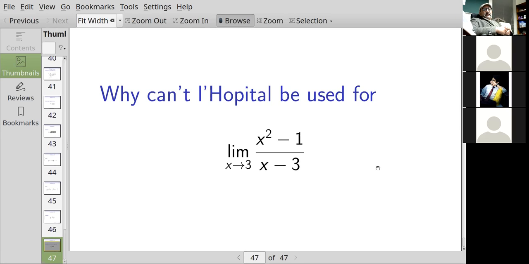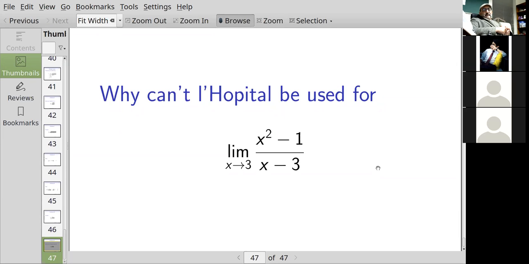Will you mind repeating why we can't use L'Hopital's rule for this particular question? If you substitute in x is equal to 3, what does x squared minus 1 give you? It gives 8. And if I substitute in x is equal to 3, what does x minus 3 give you? It gives 0. So this gives you an indeterminate form 8 over 0, which is not one of the forms that L'Hopital can be used with.